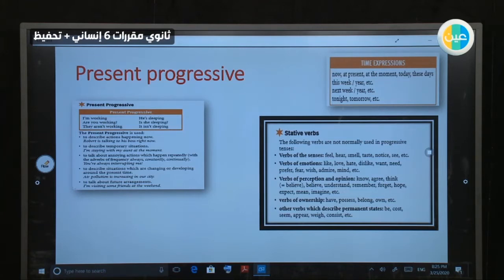Verbs of perception and opinion. When you want to tell your opinion, like know, agree, think when it means believe. I believe in Allah, for example. So think in this meaning cannot be progressive at all. You cannot say believing. Believe, understand, remember, forget, hope, expect. Okay? Verbs of ownership and belonging, like belongs, when you are talking about something that belongs to you. Have, possess, belong, own. Other verbs which describe permanent states like be, cost, seem, appear, weigh, consist. Okay.